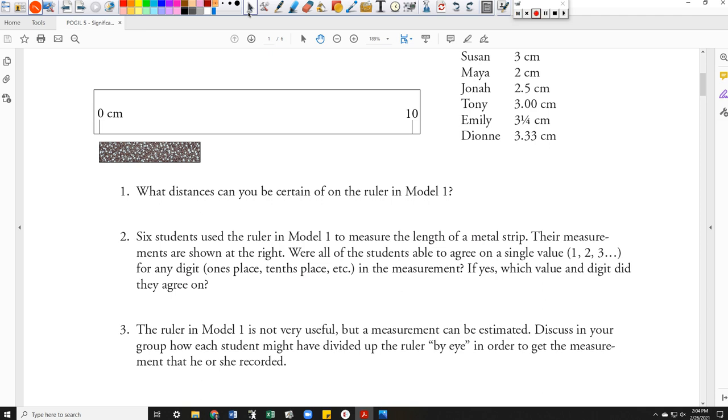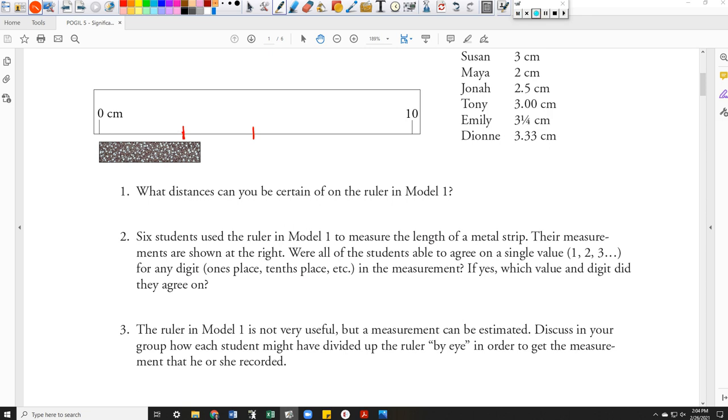Okay. Number three, the ruler Model 1, not very useful. Discuss in your group how students might have divided the ruler by eye in order to get the measurement they recorded. So let's be honest. How would you approach this? All right, so I'd say here to here, that's about half. And then if you half it again, I'd say roughly right there.